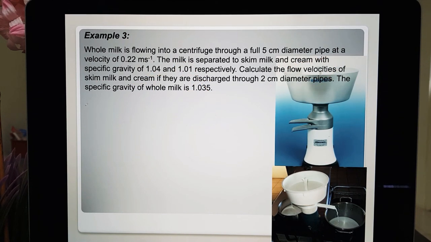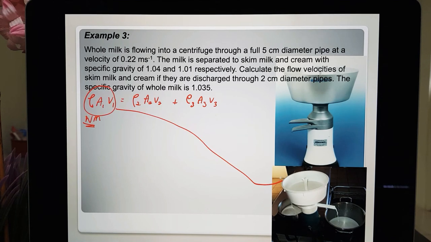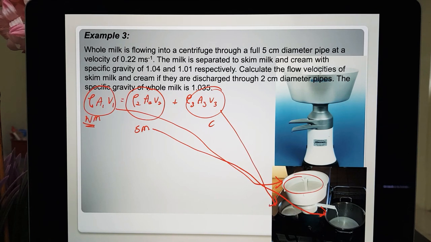Now you need to write the equation: rho 1 A1 V1 equals rho 2 A2 V2 plus rho 3 A3 V3. This first term is meant for whole milk, WM. Why is one side whole milk? Because the whole milk is here inside this container, whereby this one is for skim milk and this one is for the cream. Skim milk is basically over here and the cream is over here.